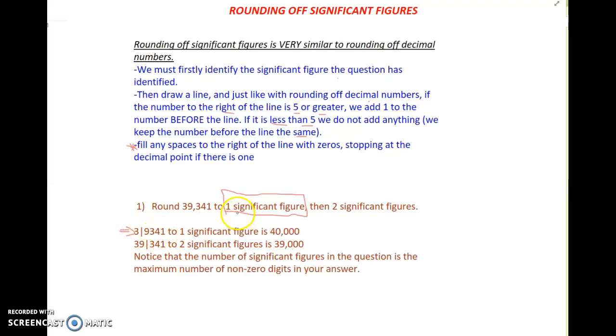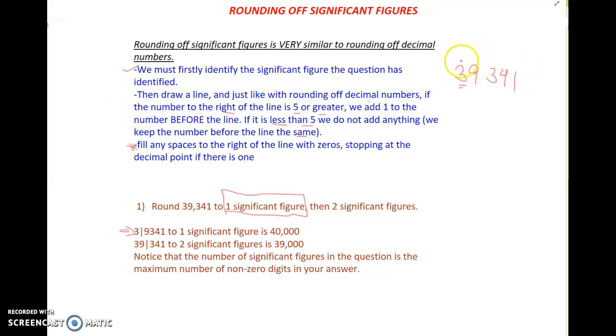First of all, we need to identify what our first significant figure is. Remember, our first significant figure is our first non-zero number. So I'm just going to rewrite the number across here. Right away, you should identify that 3 is my first significant figure, my first non-zero number. So we first identify our significant figure, and we have the first thing checked there. Then it says to draw a line, just like rounding off decimal numbers.